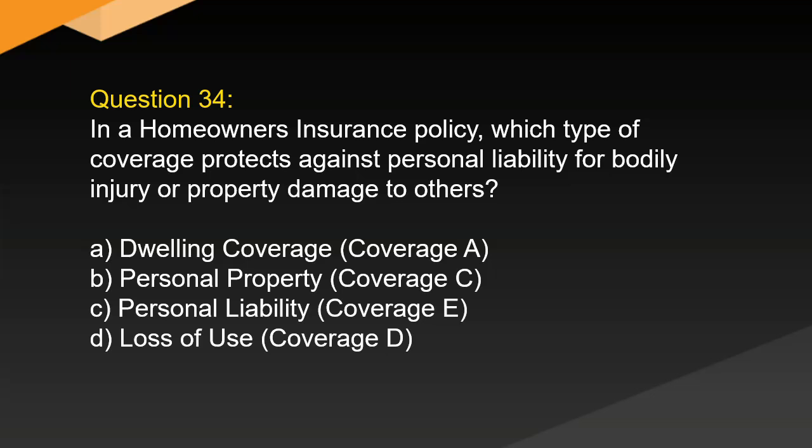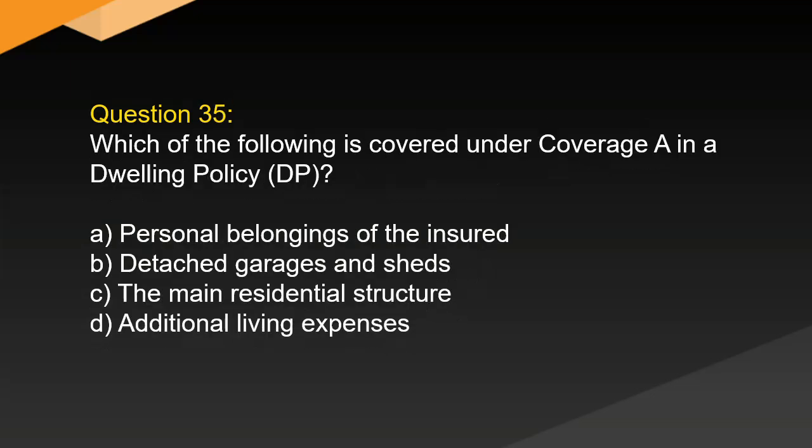Question 34. In a homeowner's insurance policy, which type of coverage protects against personal liability for bodily injury or property damage to others? A. Dwelling coverage, Coverage A. B. Personal property, Coverage C. C. Personal liability, Coverage E. D. Loss of use, Coverage D.